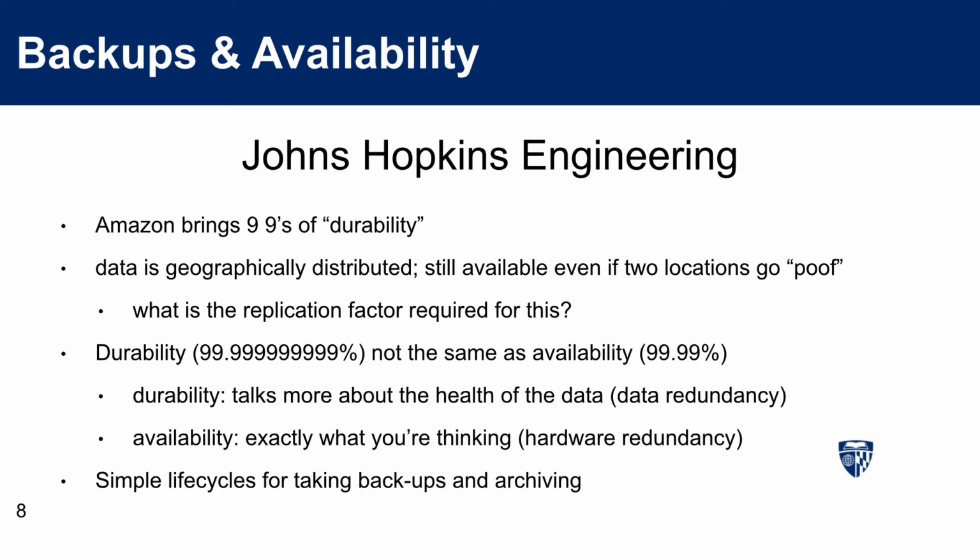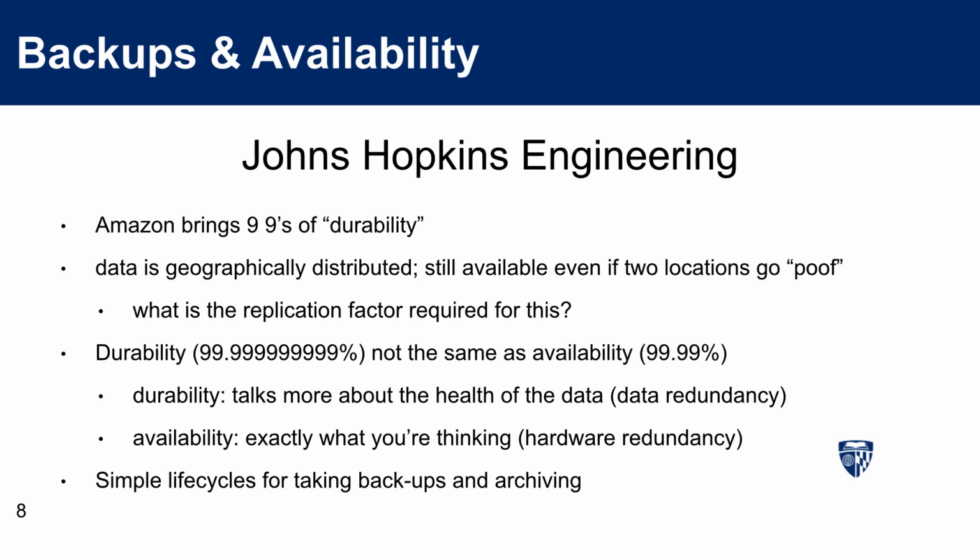So we talked a lot about data availability throughout the course of this class too. If you notice here, we're hitting the CIA triad pretty much in order. And we talked a little bit about data durability before, but I wanted to drive that point home a little bit harder. As I mentioned, the data is geographically distributed. Amazon has different regions, and within a region they have different availability zones. So I say here, the data can still be available even if two locations go poof.